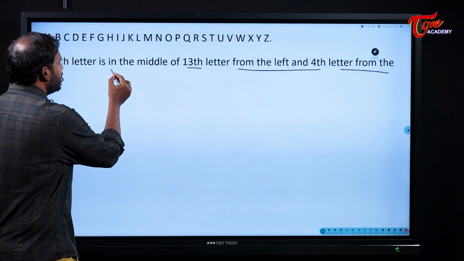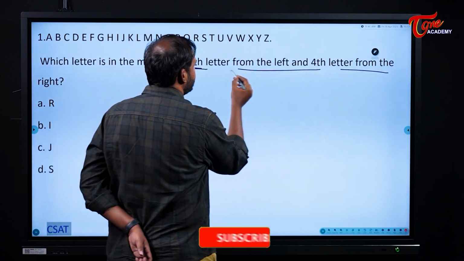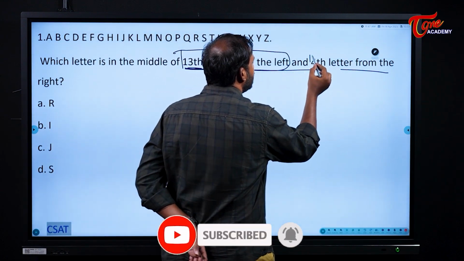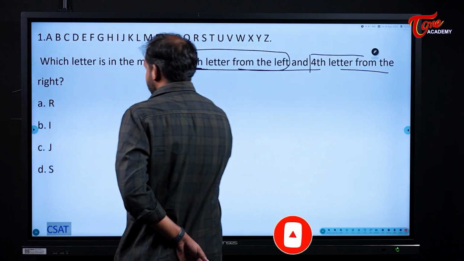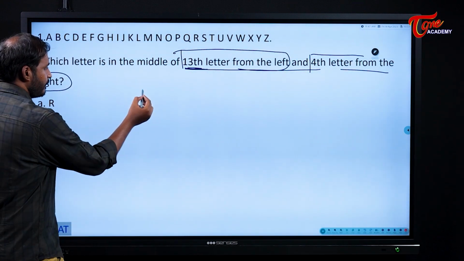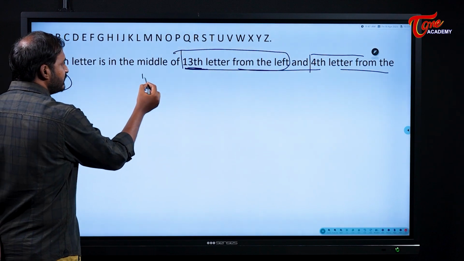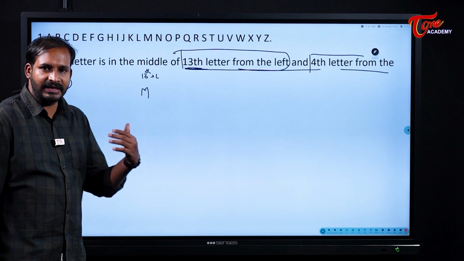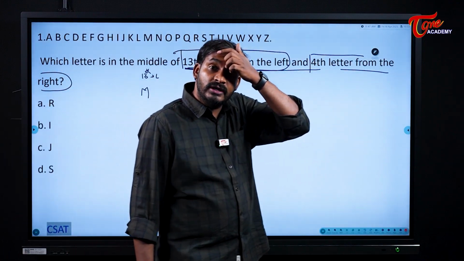See which letter is in the middle of the 13th letter from the left and the 4th from the right. What is 13th from left? M is the 13th from left. Next, 4th from right. How will you write 4th from right?